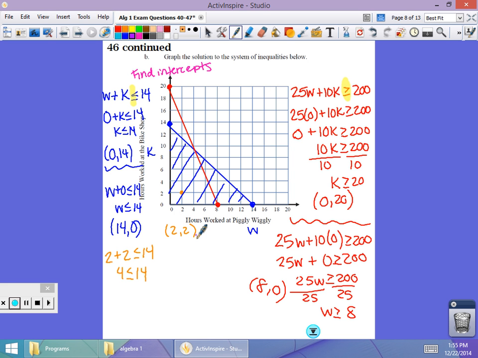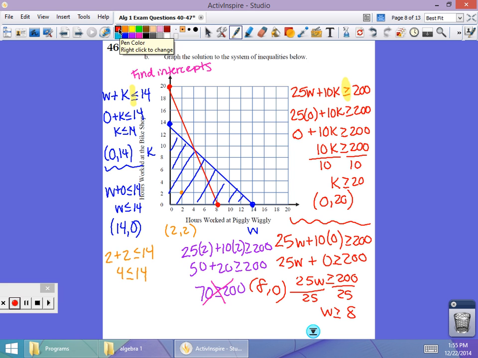I'll plug 2, 2 into the second inequality. 25 times 2 is 50. 10 times 2 is 20. 50 plus 20 is 70. However, 70 is not greater than or equal to 200, so that does not work. So we're not going to shade down towards that point 2, 2. We're going to shade above the line.